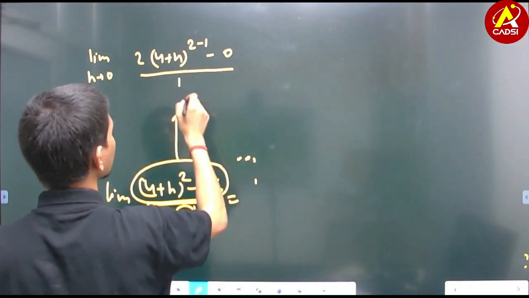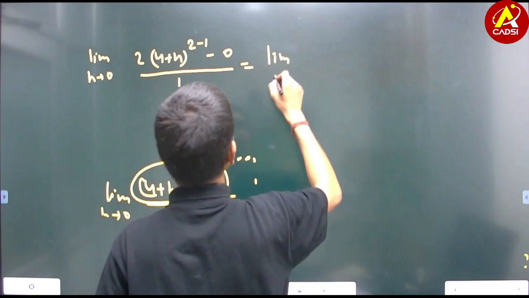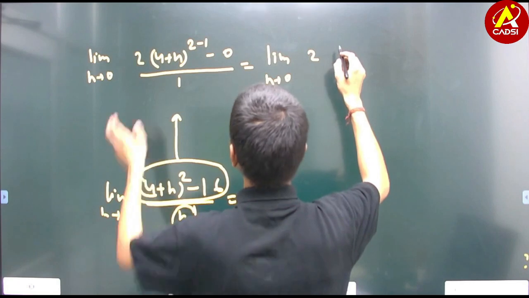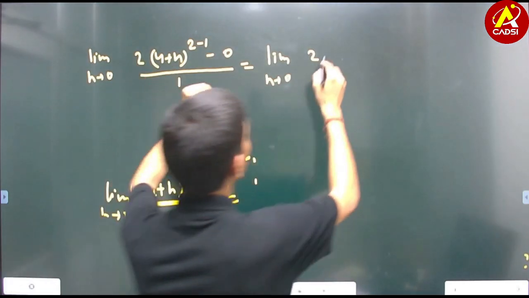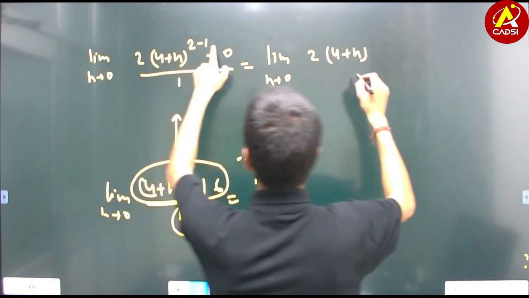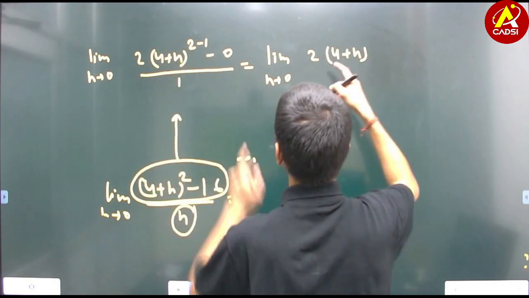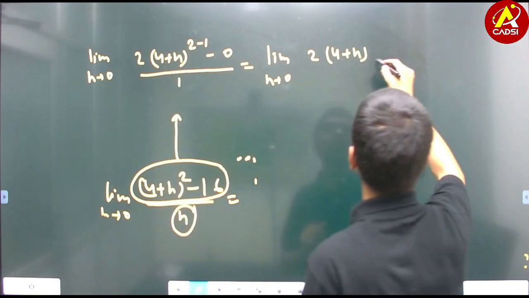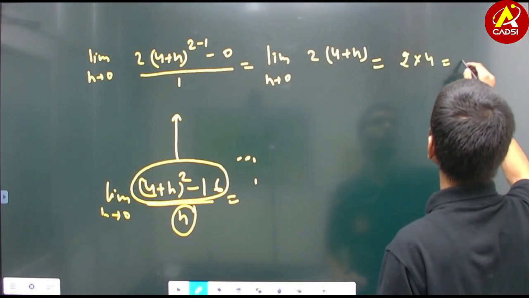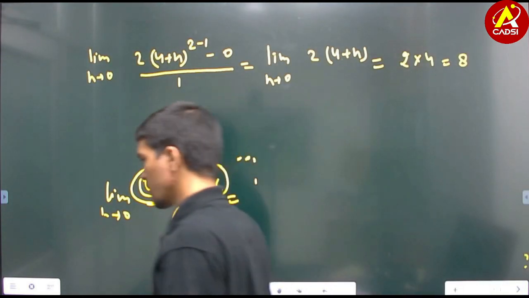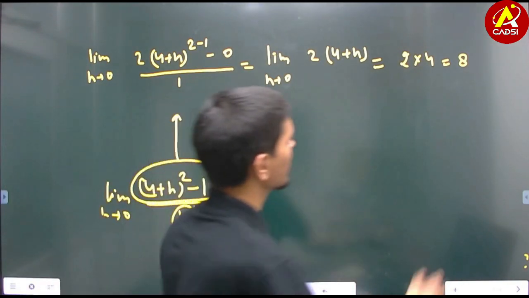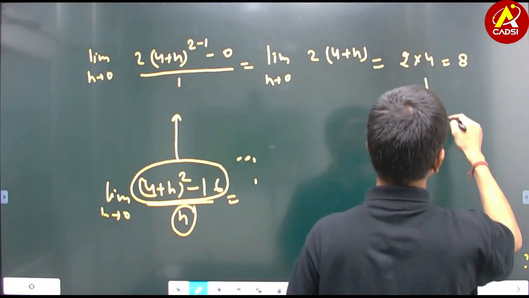So here we can write h tending to 0, 2 into 4 plus h minus 1, that means 1 minus 0 upon 1. So we can write h tending to 0, 2 into 4 equals 8. So that is the right hand limit.